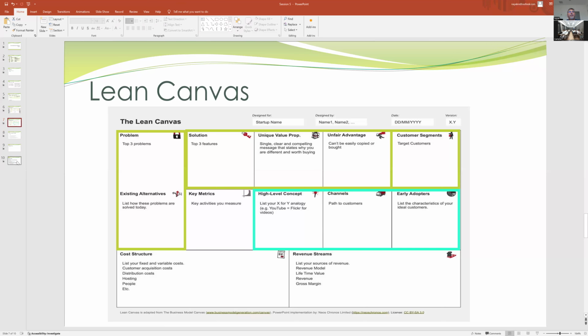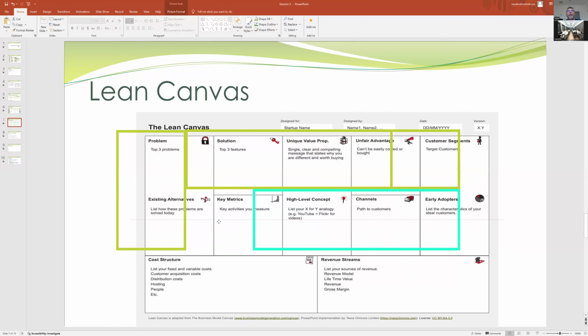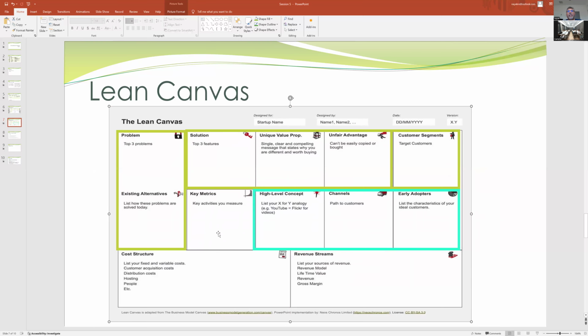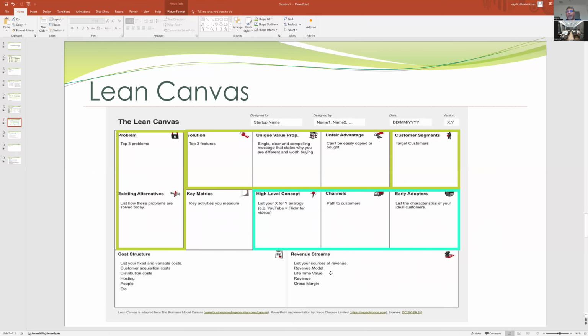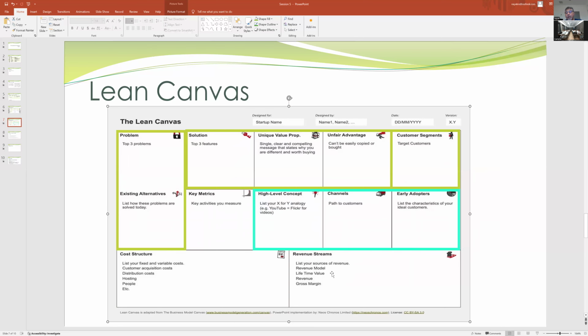So now let's get to what you have to do for the next class. As I said, this is important. The next class is going to be your way to catch up. You are going to fill out all of these except 3 boxes. These 3 boxes, which are key metrics, cost structure, and revenue, are related to operations and finance, which I will cover on September 8th.